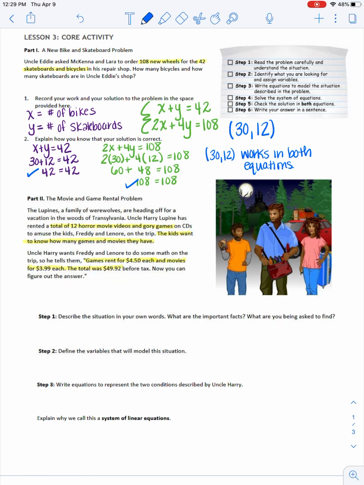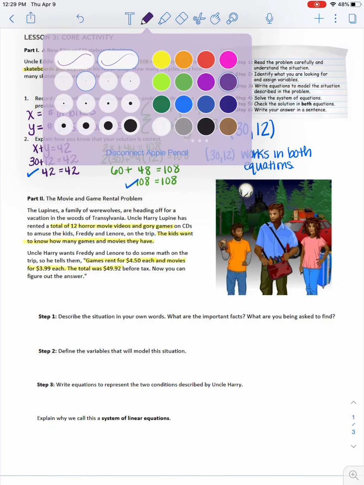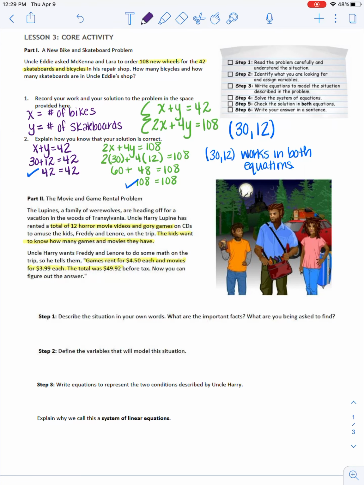Okay, so we're gonna go through the steps again. First step, describe the situation. What are we trying to do? What are the facts? Okay, so we are trying to find the number of games and the number of movies.